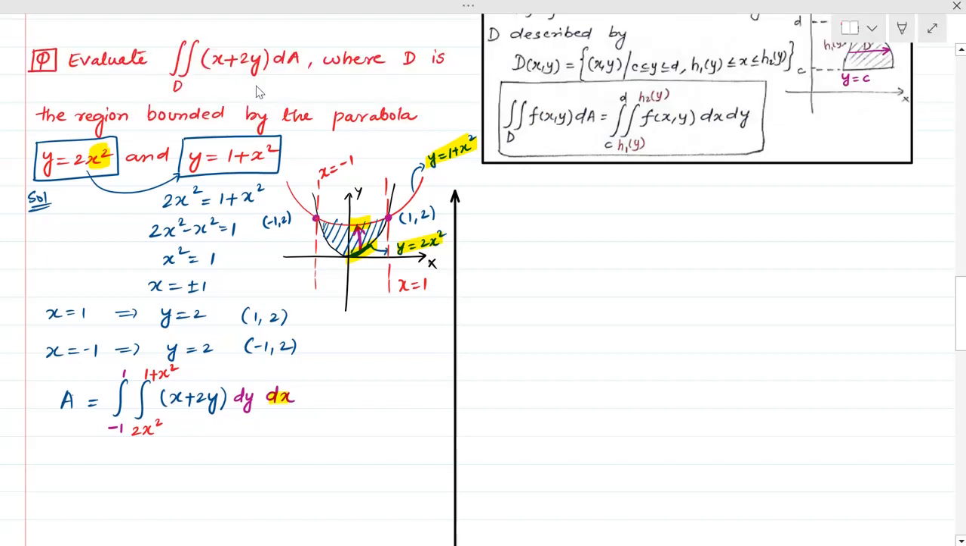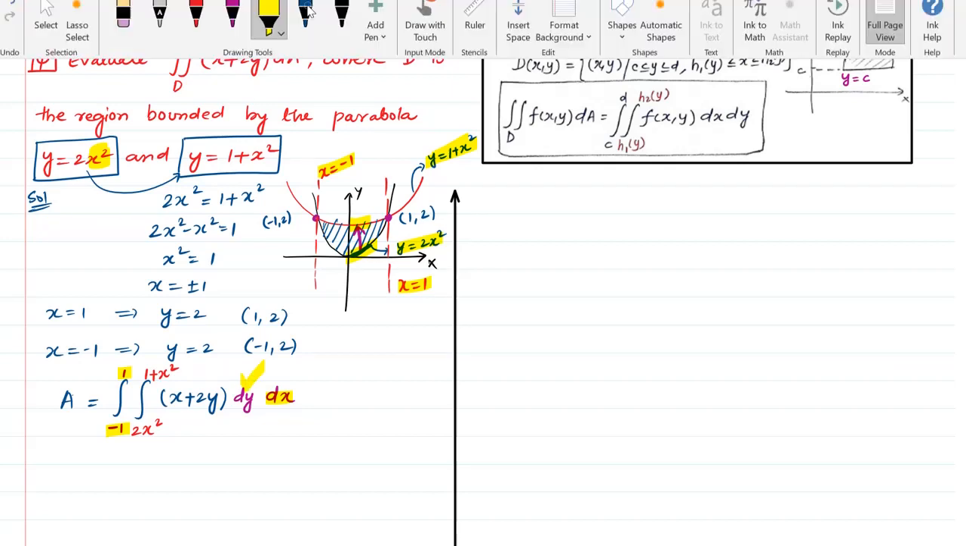Here you can check one more time. The x limit is what? Minus 1 to plus 1. This is minus 1 to plus 1. Whereas the y limit is 2x square to 1 plus x square. The y limit is 2x square to 1 plus x square.